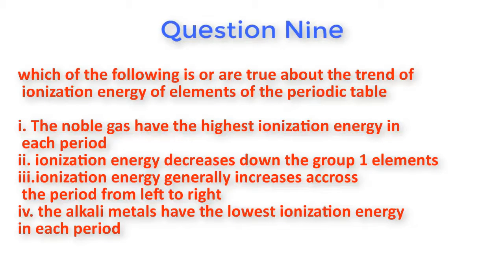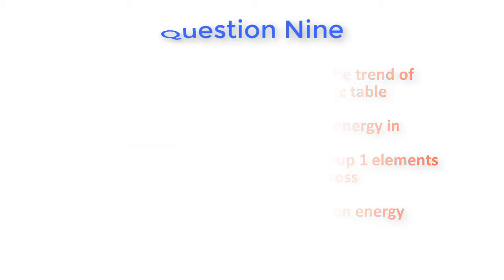9. Which of the following statements is or are true about the trend of ionization energy of elements in the periodic table? Number 1. The noble gases have the highest ionization energy in each period. 2. Ionization energy decreases down the group. 3. Ionization energy generally increases from left to right across the period. 4. The alkali metals have the lowest ionization energies in each period.